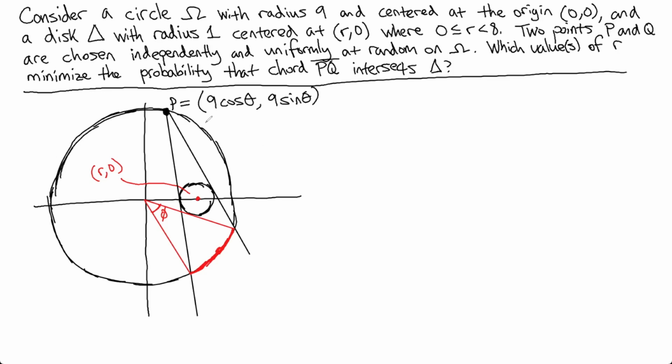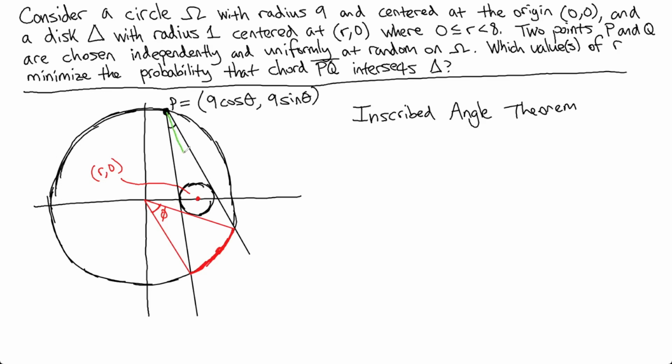If you remember your geometry well, you will know that there is something called the inscribed angle theorem, which is very helpful here. The inscribed angle theorem tells us that this red angle is precisely double the measure of angle P. So if we can find angle P, then we can find phi.